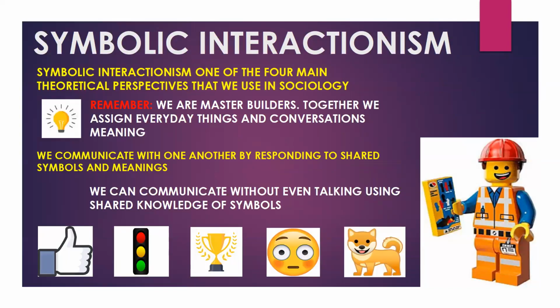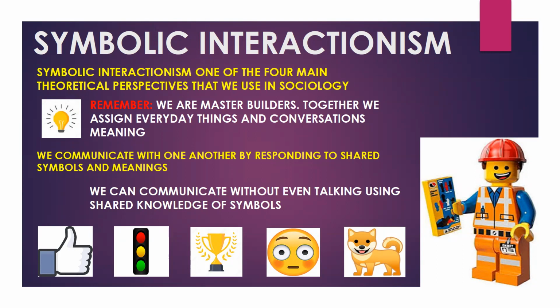So symbolic interactionism is a facet of sociology. I don't expect you to know the term super well, but it is an interesting perspective. Symbolic interactionism is one of the four main theoretical perspectives that we use. You don't need to know the other three. Going back to when we talked about the social construction of reality, we've got our little Lego construction worker here. We're master builders, right? Something comes from something. Something never comes from nothing. So together we assign everyday things and conversations some sort of meaning. We communicate with each other by responding to shared symbols and meanings. It gives us a way to communicate with each other without even talking, right?